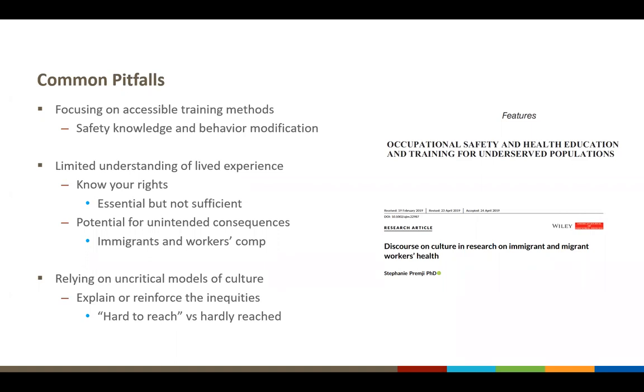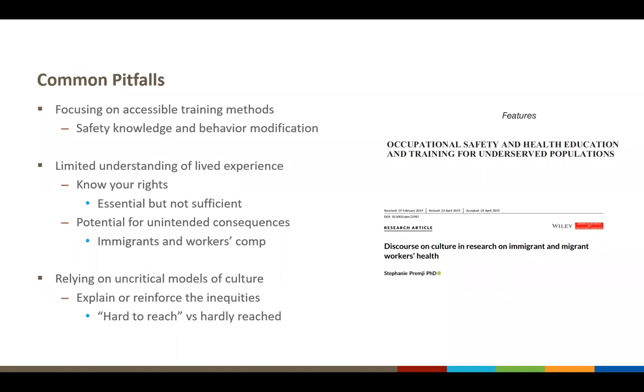And finally, a recent paper that I just want to highlight did an evaluation of the discourse around culture in research on immigrant and migrant worker health. And what they found was that the literature in occupational safety and health, by and large, relies on uncritical models of culture, and culture is often used to explain or reinforce inequities.